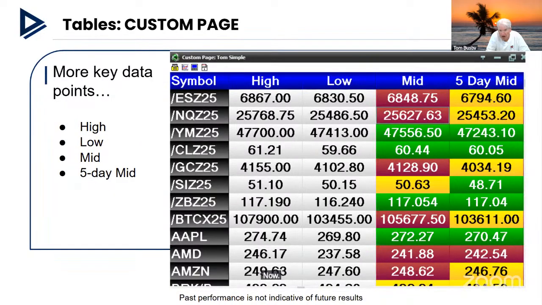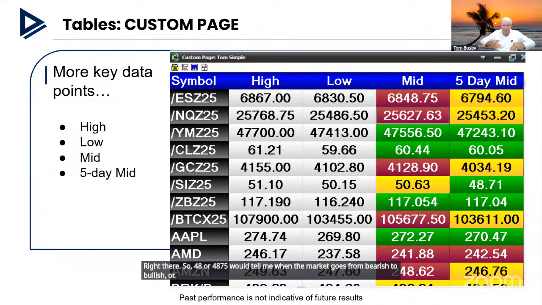Now, if you look, I always keep the high and low there, okay? Notice the high last night, this tells me the high last night for E-mini was 67, and it tells me the low last night or today was 68.30. And it calculates for me today's midpoint right there. So 48 or 48.75 would tell me when the market goes from bearish to bullish or bullish to bearish.